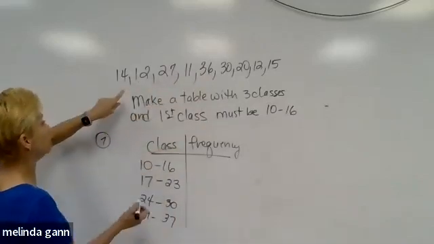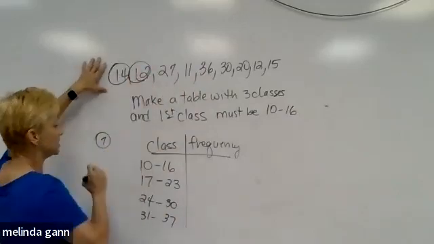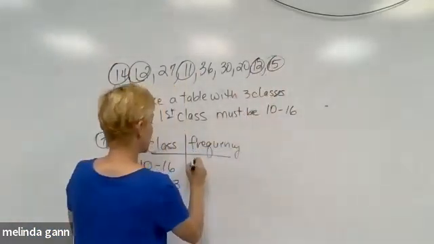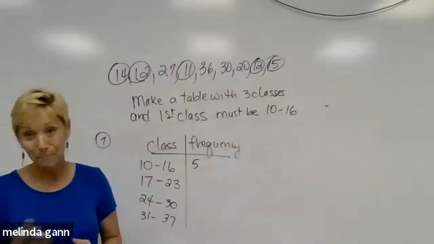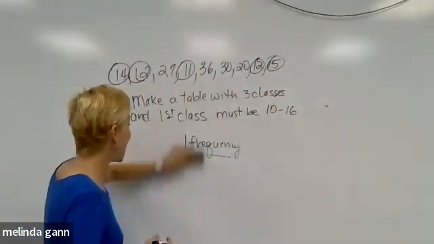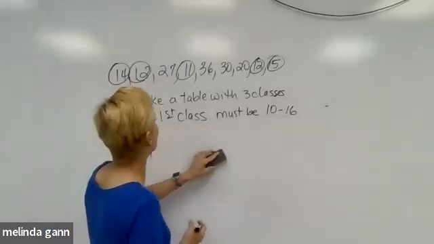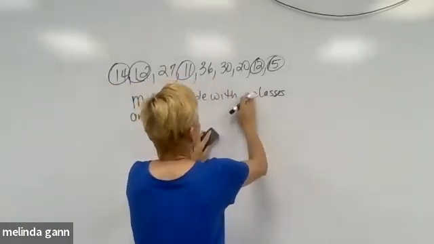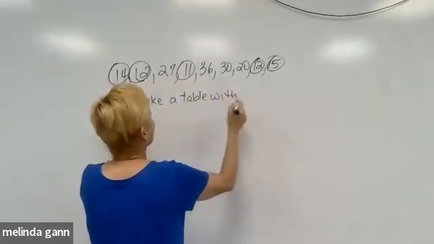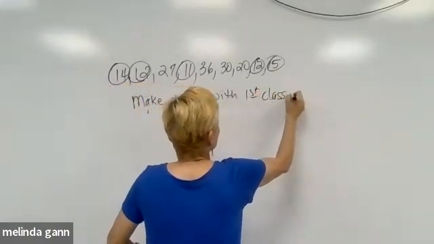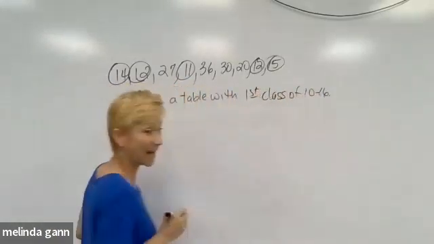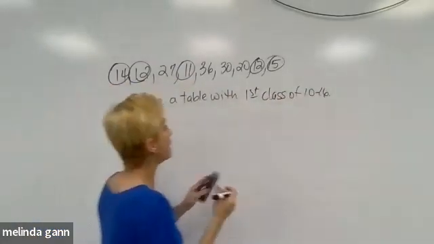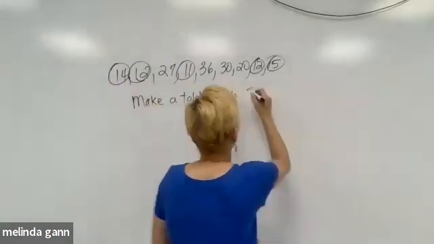So now we'll just go count between 10 and 16. I've got 1, 2, 3, 4, 5 numbers. And so then I would just fill the rest of the table in. Okay. Instead of doing that, I might say, make me a table with just 3 classes. Except I wouldn't tell you how many classes, I'm sorry. I would just say make a table with the first class of 10 to 16, because there I think I needed 4. So I might tell you what the first class is, or I might say make a table with 3 classes.